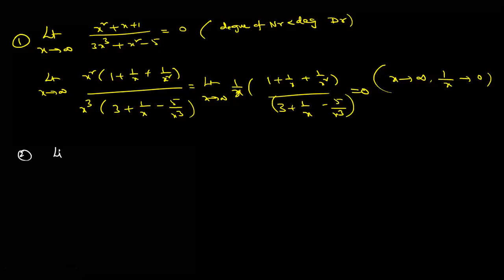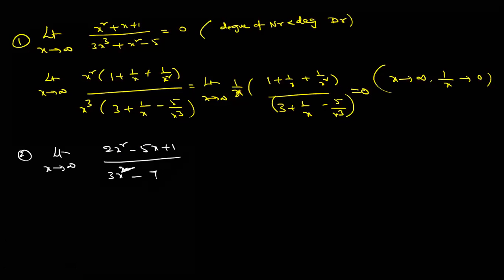Two. Limit x tends to infinity, 2x square minus 5x plus 1 by 3x square minus 7. Every time factoring is not possible. Yes, you should understand that one. What is the answer?